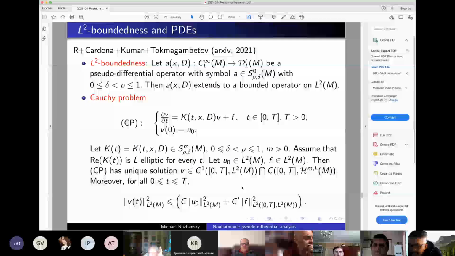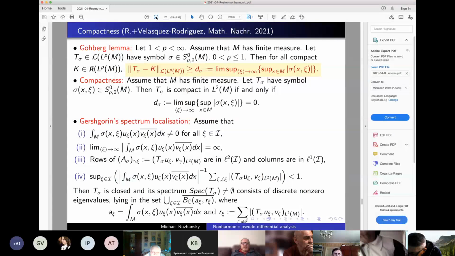So it is a good example of application of this calculus to concrete partial differential equations, which we can now solve. We can prove well-posedness with fixed boundary conditions using this calculus. And I can mention a little bit.